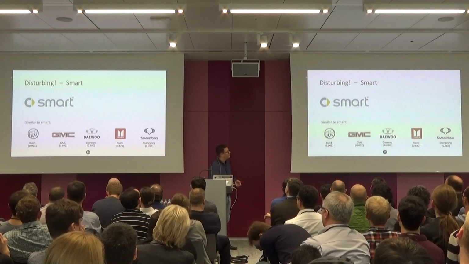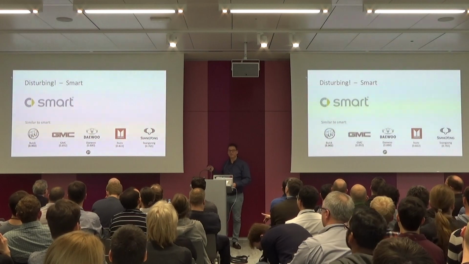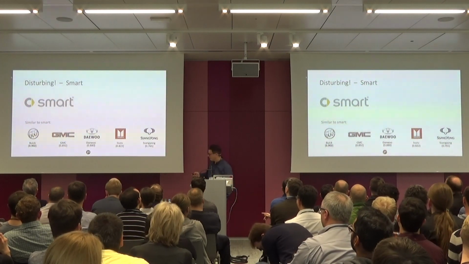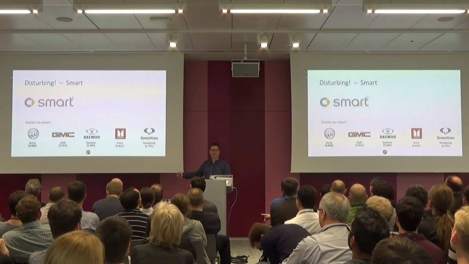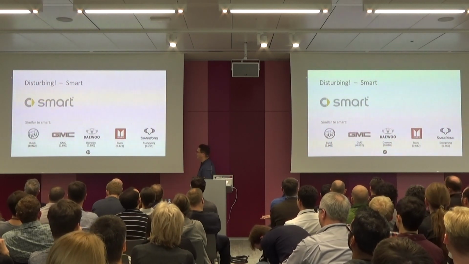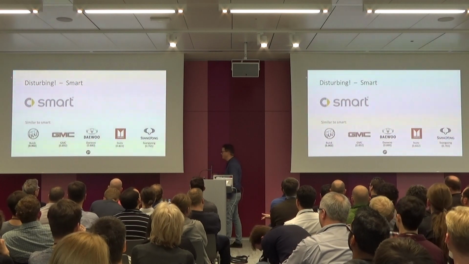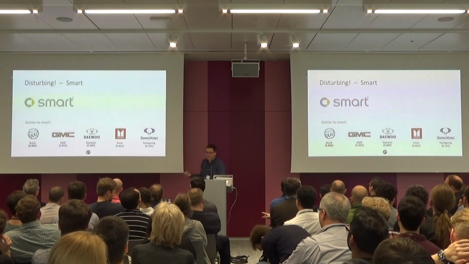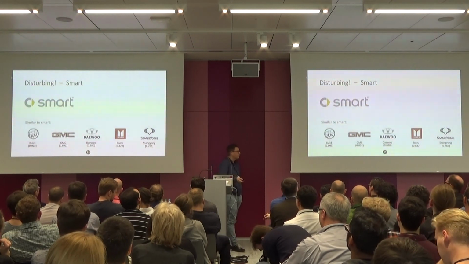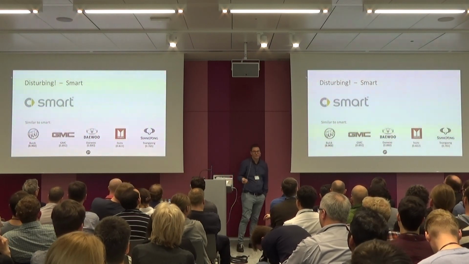Next one, which was really disturbing, was Smart. The most disturbing thing was that it's very, very similar, obviously, to Buick regarding my word embedding model, and GMC and Daewoo and Isuzu. So it's completely random, at least it looks like this to me. Maybe it's too little data, but I don't know.